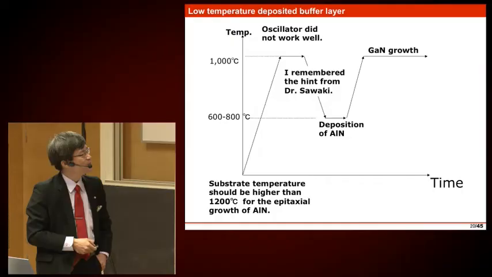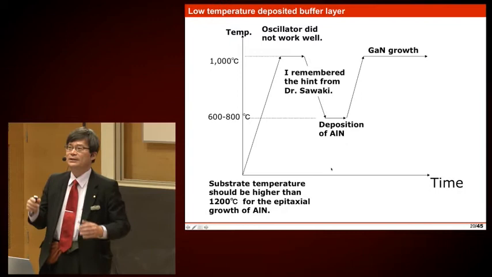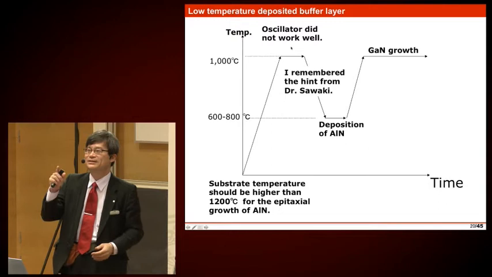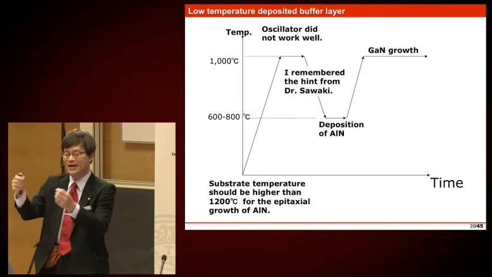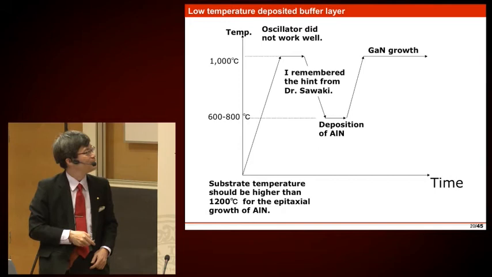But I knew that the substrate temperature should be higher than 1200 centigrade for the heteroepitaxial growth of aluminum nitride. But the oscillator system for heating the substrate was too old. It was developed in the 1960s. So even though I controlled the PID and so on, I could not reach a temperature up to 1200 centigrade.